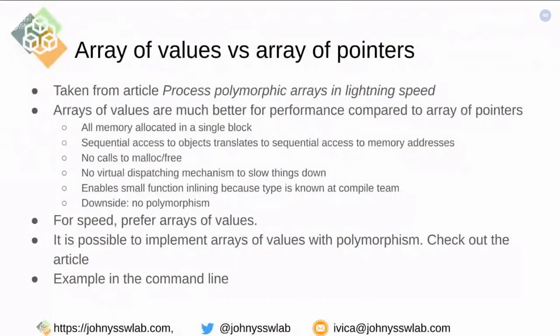If you're sequentially accessing the objects in the array, that means that you're sequentially accessing memory addresses. There is no virtual dispatching mechanism to slow things down. That's something unrelated to the data cache, but it also has performance implications. Additionally, if you're using an array of values, you can enable small function inlining because the type is known at compile time. The downside of using arrays of values is that there is no polymorphism. In case of speed, you will prefer arrays of values.